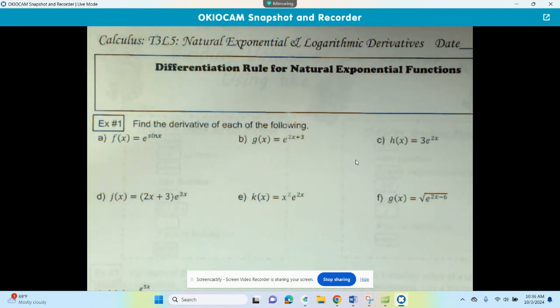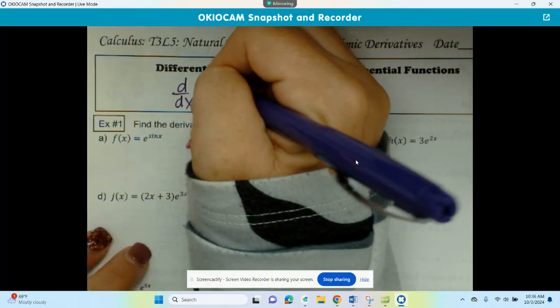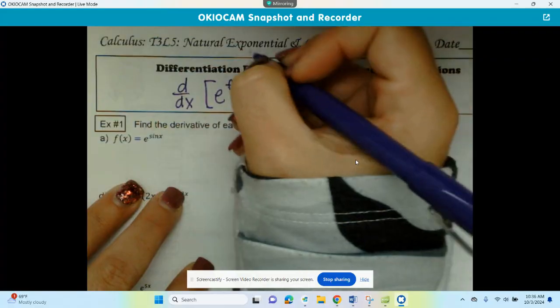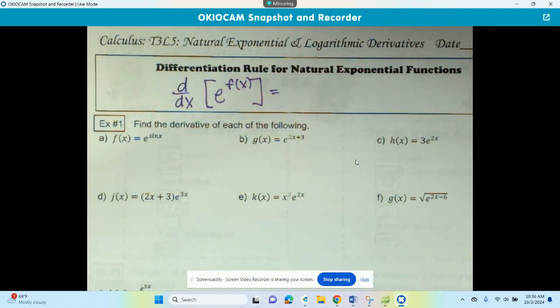The differentiation rule for natural exponential functions. All right, this is one of the easiest. I'm not even being funny. This is one of the easiest rules we've got. Remember, d/dx is the derivative of the natural log. All right, so e to the f of x. So Euler. All right, you ready? This is how easy it is.